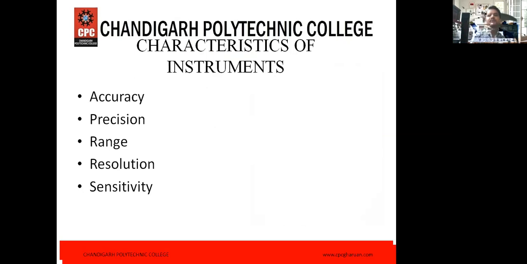Next is the characteristics of instruments. There are various types of characteristics that an instrument has. First one is the accuracy, second one is the precision, next is the range, resolution, and sensitivity.